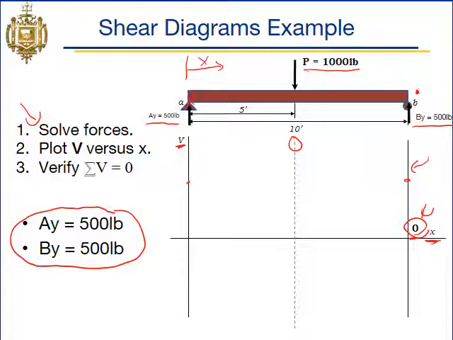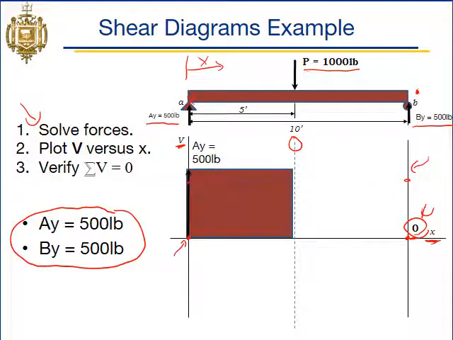All right, so now we have everything that we need to start plotting our shear diagram. And remember from that last slide, shear diagrams always start and end at 0. So we're going to start at 0 here on the left, and we're going to analyze our vertical forces, going left to right. The first vertical force we see is AY with a value of 500 pounds. So that's going to cause a shear to go up from 0 to 500 pounds.